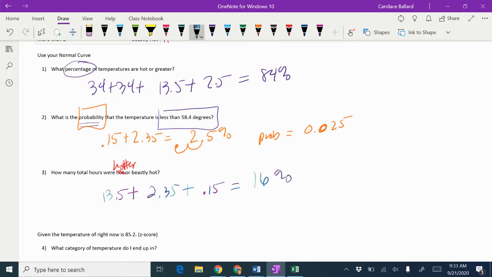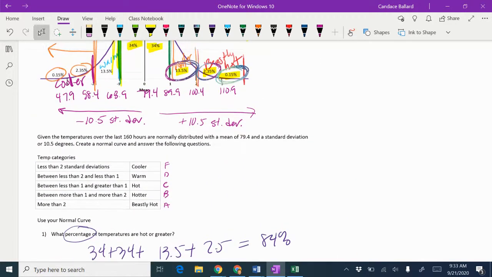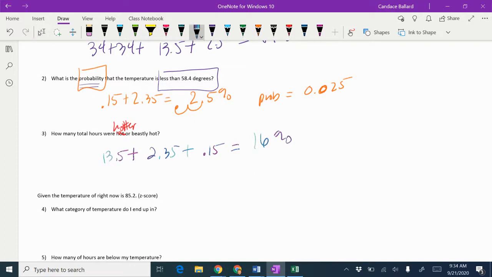I'm going to add it again just to make sure. 13.5 plus 2.35 plus 0.15. Okay, yep, 16%. But that's not what the question was asking me. It didn't ask me about percentage. It didn't even ask me about probability. It asked me how many total hours were hotter or beastly hot. So I have to look for my total hours. I was told that this was only 160 hours of data. So I know that 16% of the 160 hours of data are hotter or beastly hot.